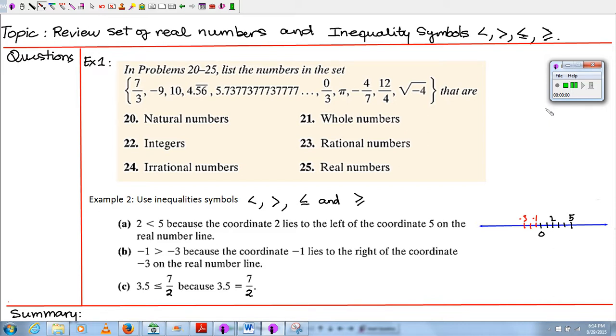Hello, my student. The topic for this video is to review the set of real numbers and the inequality symbols less than, greater than, less than or equal, greater than or equal. Let's begin with the set of real numbers.